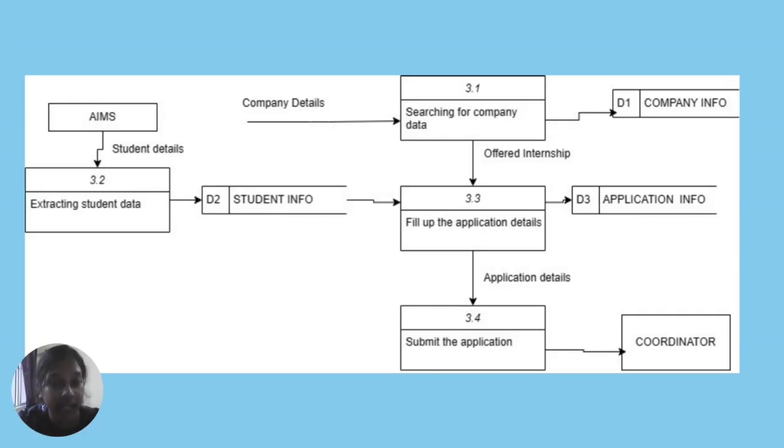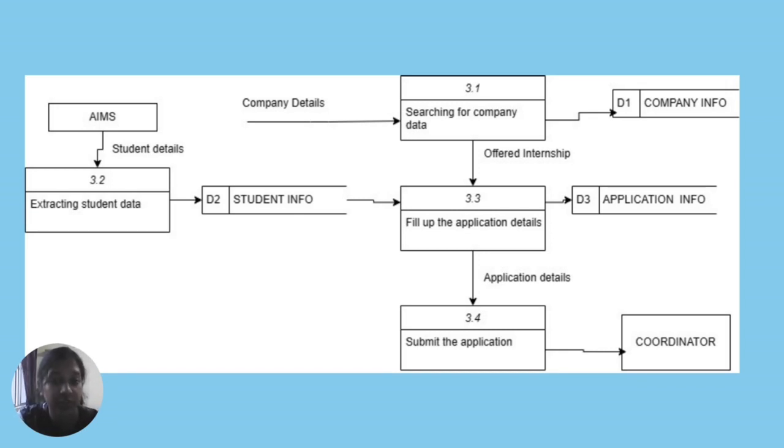This is the child diagram of the internship application. There are four processes in total. The first process is searching for company, where the students will search for the company in detail. After that, the company details will be stored in the data store named D1 Company Info.